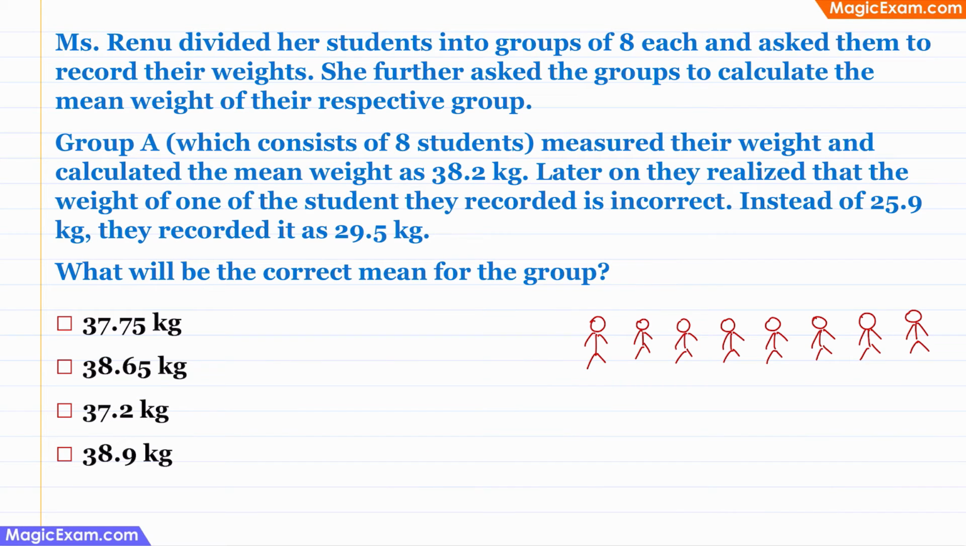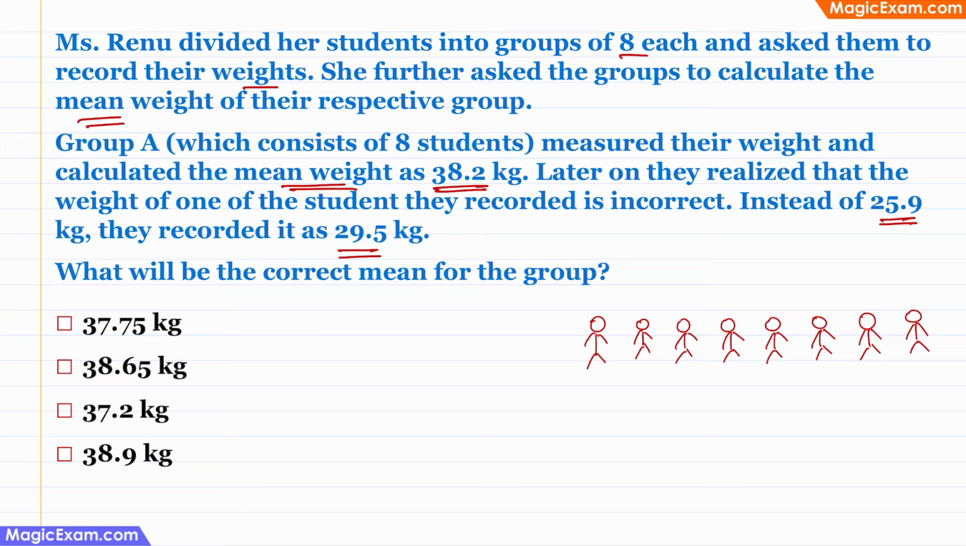Renu divided her students into groups of 8 each and asked them to record their weights. She further asked the groups to calculate the mean weight of the respective group. Group A, which consists of 8 students, measured their weight and calculated the mean weight as 38.2 kilos. Later they realized that the weight of one of the students was recorded incorrectly. Instead of 25.9, they recorded it as 29.5 kilos. What will be the correct mean for the group?